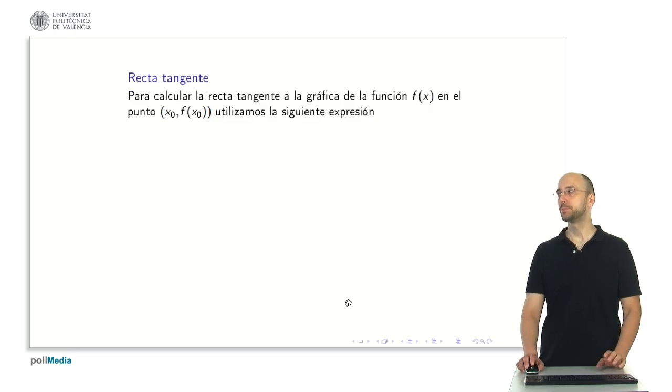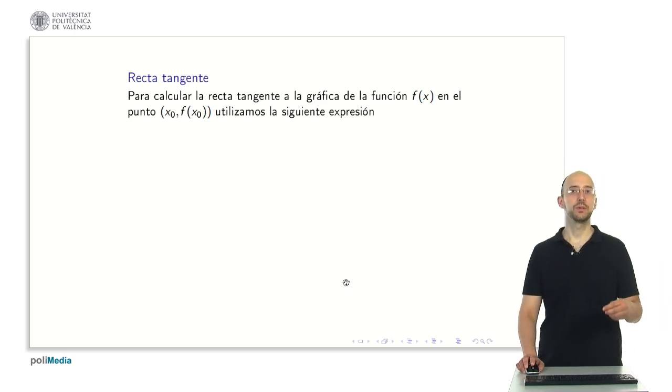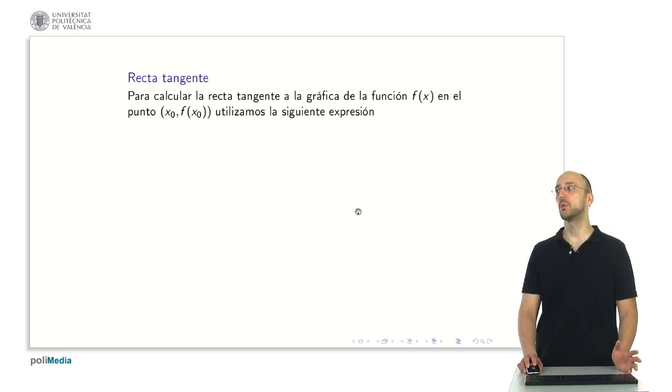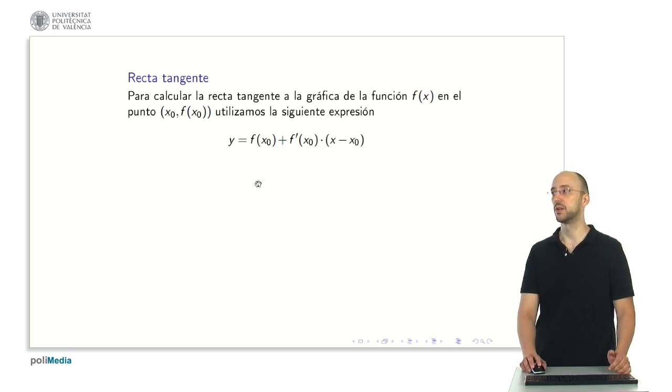How are we going to calculate the tangent line? We won't need to use everything we've covered so far, as we know the limit in this context is the derivative. So how do we calculate the tangent line to the graph of a function f of x at a point x sub 0 and f of x sub 0? We will utilize the following expression, this formula here. It provides the means to calculate the tangent line.